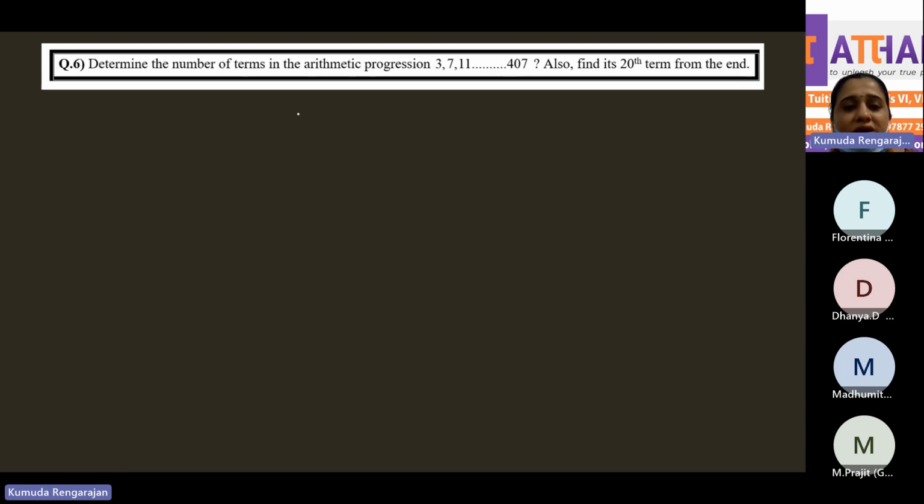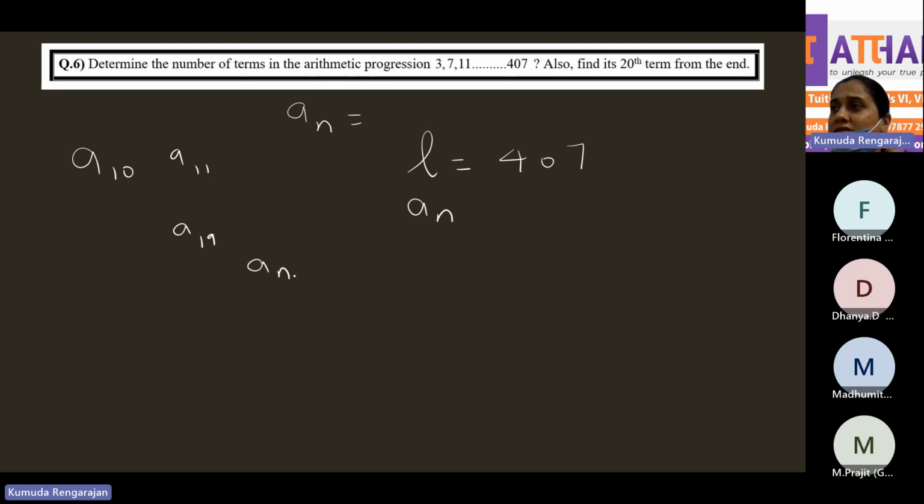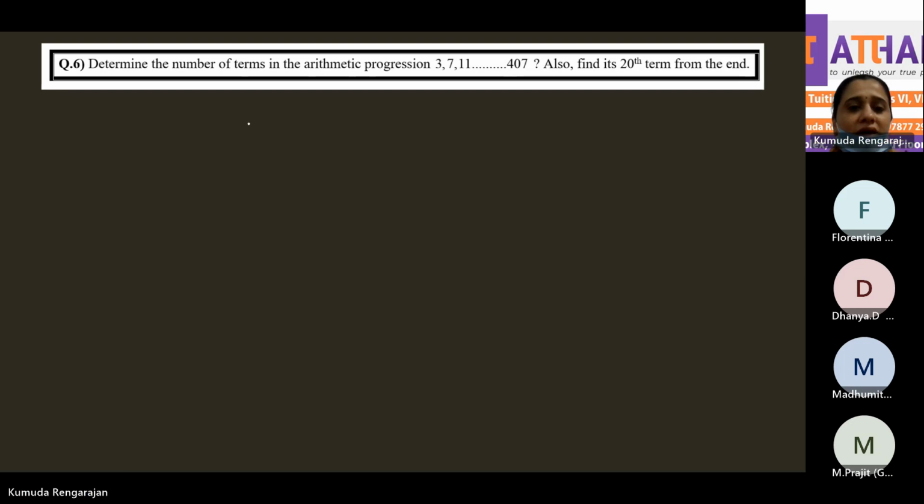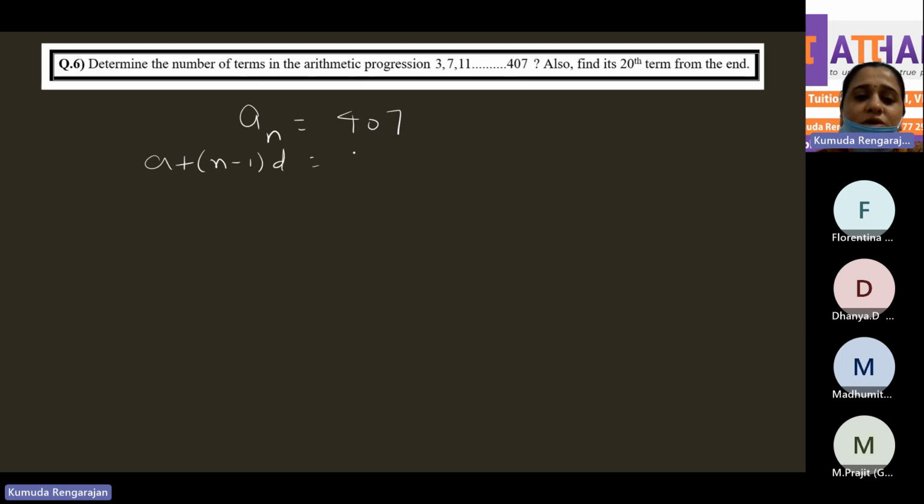So this is the equation you should write. AN, some term, or you can write L, the last term of the AP, is 407. Which term is it? I don't know, so AN. If you know it is the 11th term, you write A11. If it's the 19th term, A19. If you don't know the position, you write AN. So AN is equal to 407. This is what you should write first. AN is a plus (n minus 1) into d, equal to 407.